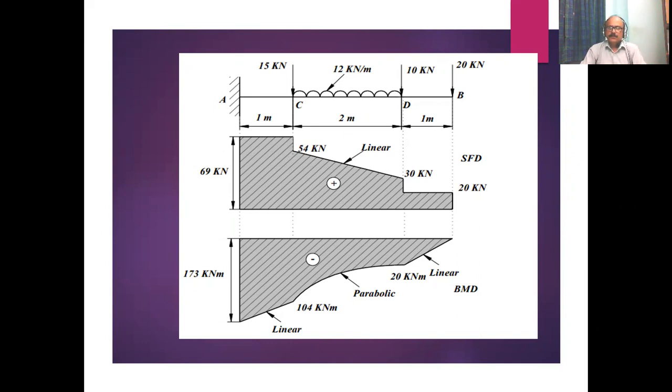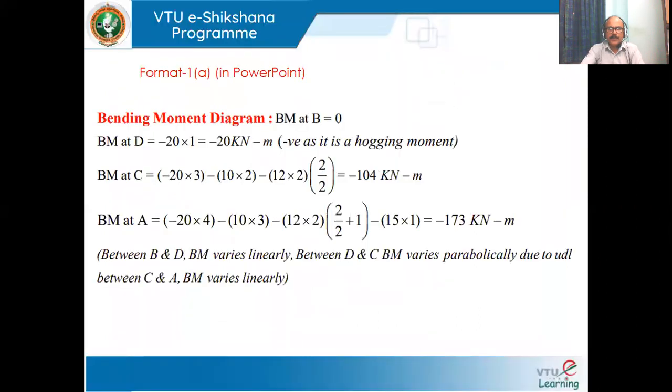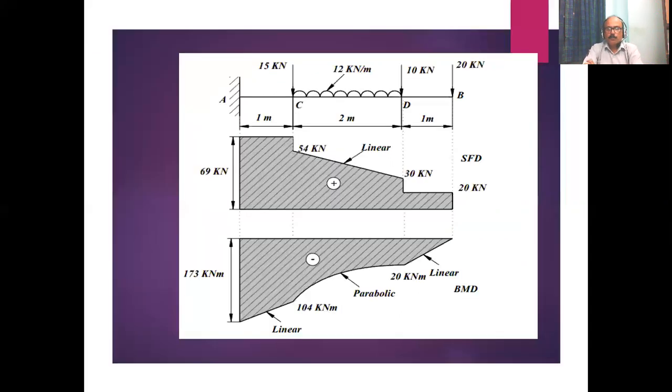Now, I have to draw the bending moment diagram. What we have drawn till now is nothing but the shear force diagram. To draw the bending moment diagram, I have to find the bending moments at different points. At the end, at point B, the bending moment is zero. Then at point D, again we have to consider the bending moment sign convention. The 20 kilonewton causes right clockwise. Right clockwise is negative because left clockwise is positive. That is 20 into 1, 20 kilonewton meter, and below the reference line, 20 kilonewton meter has to be taken.